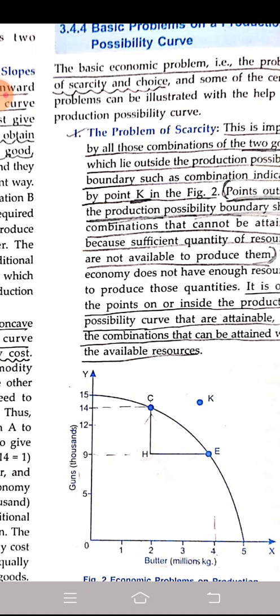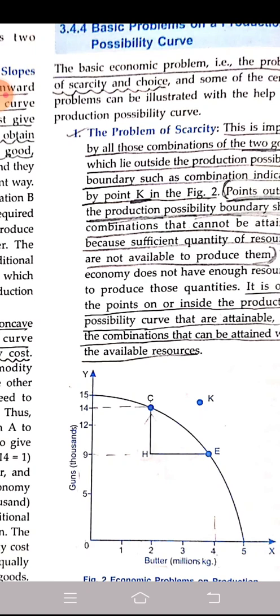Same thing: as the gun production decreased by 2 more units, to 12, the production of butter also increased. At point number 9, as it came from 15 to 9, we can draw a straight line and meet at point E. When the production of guns was 9 units, butter was produced up to 4 units. So in order to get 1 additional unit of one product, we are sacrificing units of the other product.